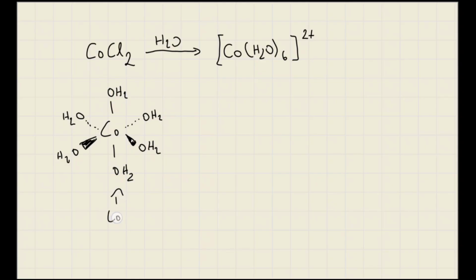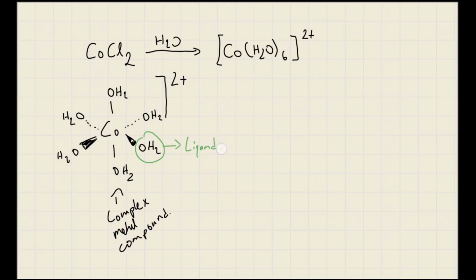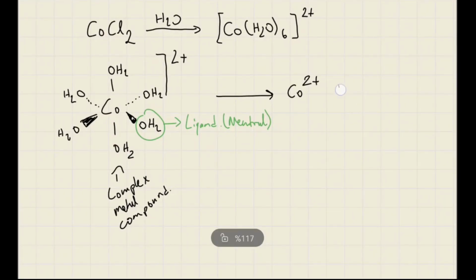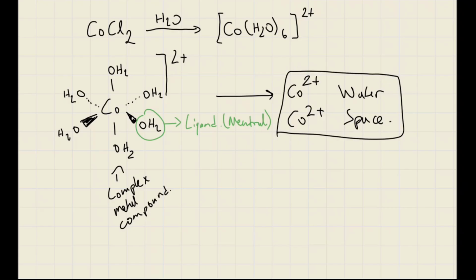And this is a metal complex compound, and the whole complex has a 2+ charge. As you know, the water molecule is a ligand, and it's a neutral ligand, so that the cobalt here is in the +2 oxidation state. And which is more stable? For instance, cobalt in water. So we think that water or cobalt 2+ in space is more stable. So the answer is water. In water it becomes more stable due to this complex formation.